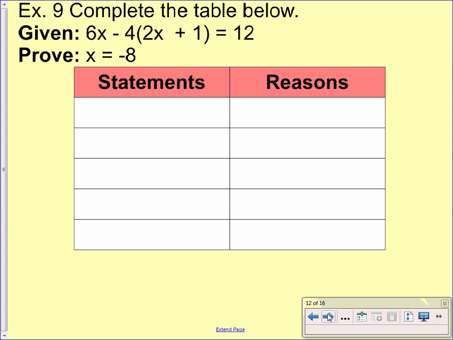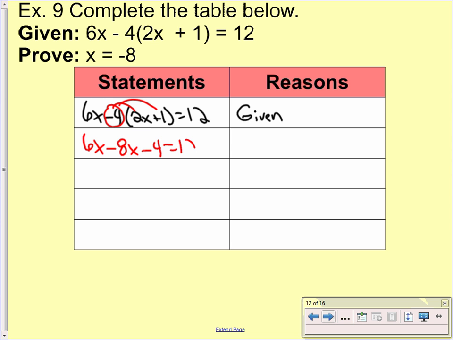Example 9. Another proof, just a few more steps. Always begin by rewriting the given: 6x minus 4 times quantity 2x plus 1 equals 12. Your reason is always given. Step 2 is where you start working the problem. I notice I need to distribute the negative 4. The sign stays with it. So now I have 6x minus 8x minus 4 equals 12. My reason is always what I did above, which is distributive property.